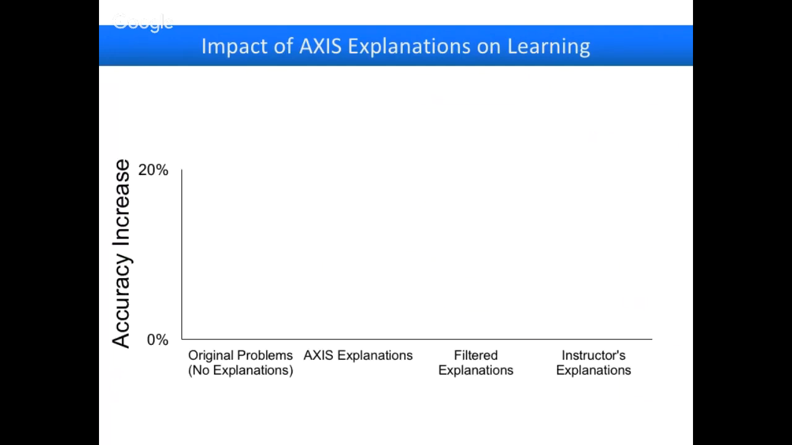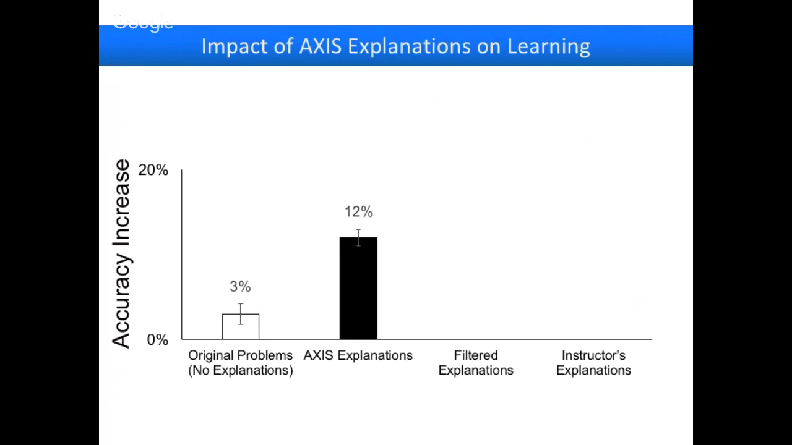And so just like the previous study, to see if these impacted learning, we actually gave a pre to post test. So we gave a pre-test where we got people to solve problems. Then we gave them problems that either had no explanation, they had the Axis explanation, and so on. Then we gave a post test. So what you see in the accuracy increase is how much did people's accuracy increase from the pre-problems to the post. So what do you predict?